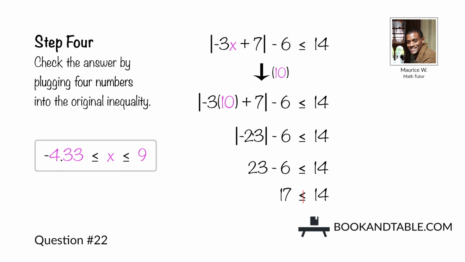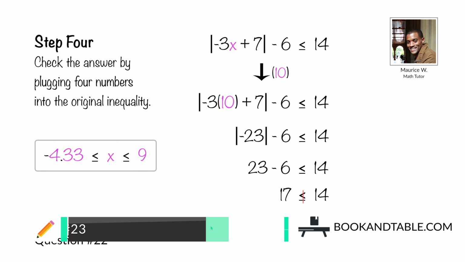When we plug in 10 for x, negative 3 times 10 is negative 30, plus 7 is negative 23. The absolute value of negative 23 is 23. 23 minus 6 is 17, leaving you with the false statement, 17 is less than or equal to 14, thus confirming that this is the correct answer to number 22. Negative 4 1/3 is less than or equal to x, which is less than or equal to 9.